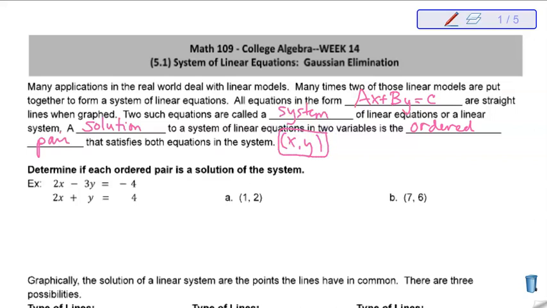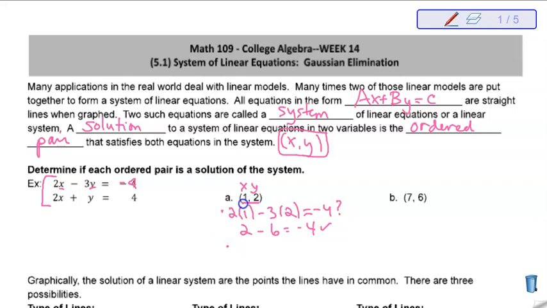So let's look at this first example to determine if each ordered pair is a solution to the system. Now remember, this is our xy point, and here is our system of equations with two variables, with two equations. Basically we're going to do a substitution. We're going to take the x equaling 1 and place it here, the y equaling 2, place it there, and see if we get a true statement. So by substitution, I'm going to do 2 times 1 minus 3 times 2. Is that equal to negative 4? By order of operations, we would multiply, then subtract, and we do get negative 4. 2 minus 6 is negative 4.